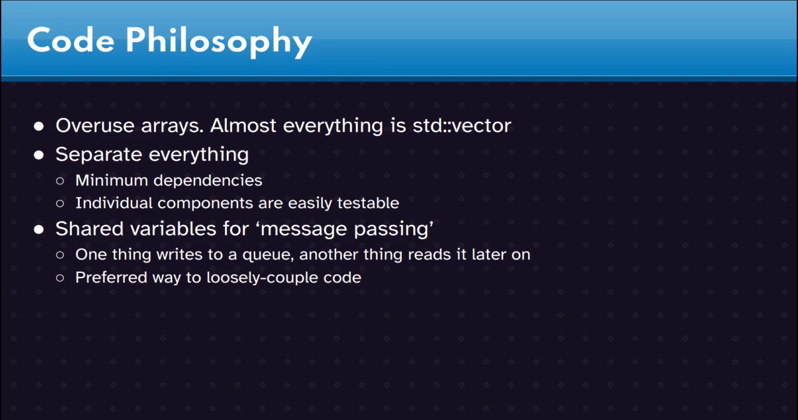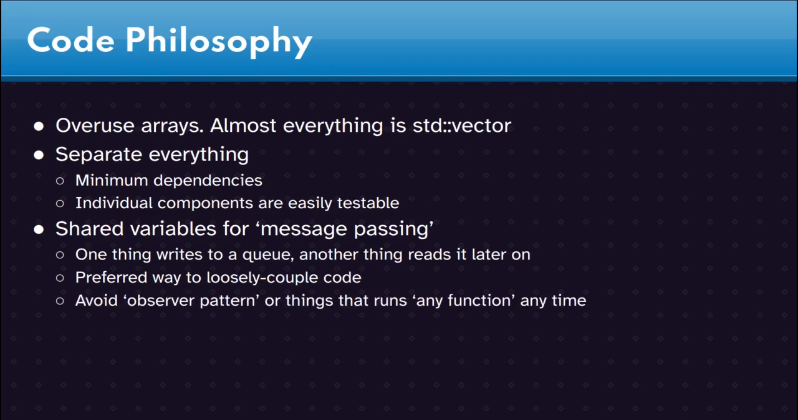So if you want two modules to be separate from each other, you just allocate an array or something else at the top level, and when you call into them, you pass a reference to it. You write to this array, and then you feed it to another system. That's used pretty much everywhere. And avoid the observer pattern or anything that runs a function at any time. You won't find that many here.